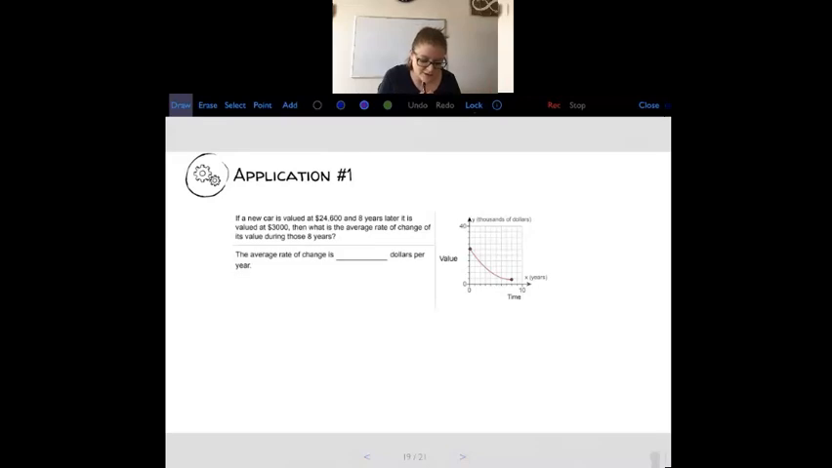So if a new car is valued at $24,600 and 8 years later it is valued at $3,000, then what is the average rate of change of its value during those 8 years? And so for this problem, they've put a graph here for us.